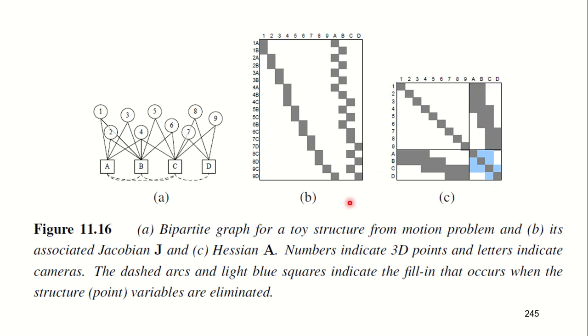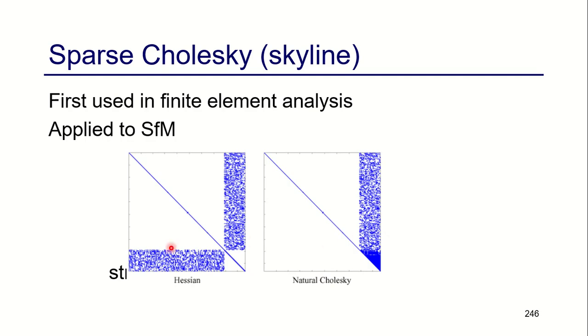with all the positions. This is the way your Jacobian matrix is constructed for the same structure, and this is an example for the Hessian. In the Hessian you have much more fill-in and overlapped areas.